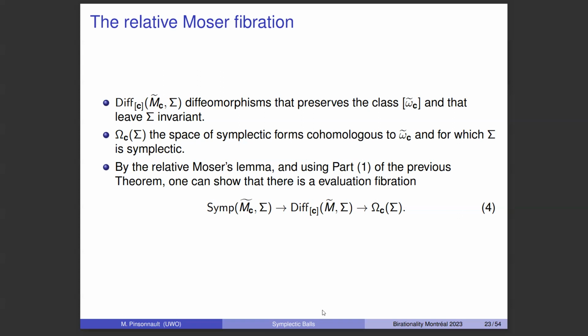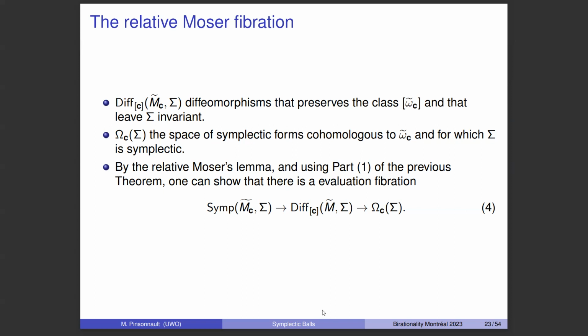And I look at the space of all cohomologous forms for which these submanifolds are symplectic, and then a relative version of the Moser lemma shows that you still have a very nice fibration here. And what is the fiber? Well, the fiber is precisely the set of symplectomorphisms that act by sending each of these exceptional divisors to themselves.